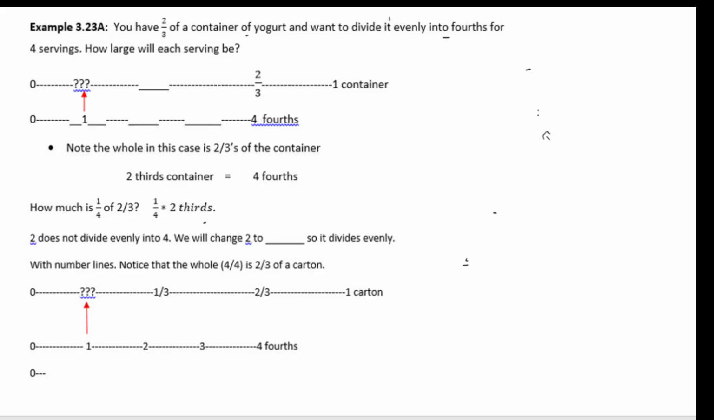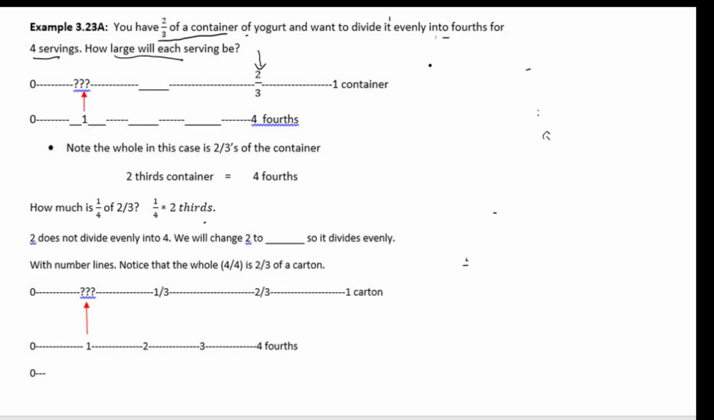Okay, so there's a few things going on in this problem. You have 2/3 of a container of yogurt. So here's the 2/3 of the container of yogurt. And you want to divide it evenly into fourths for 4 servings. How large will each serving be?